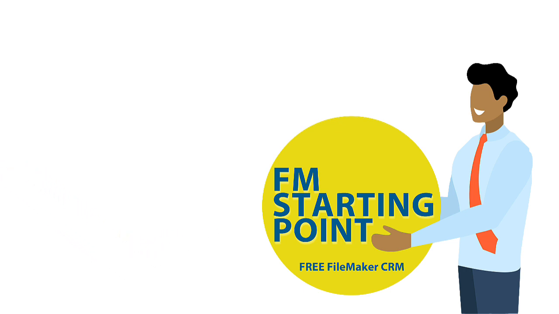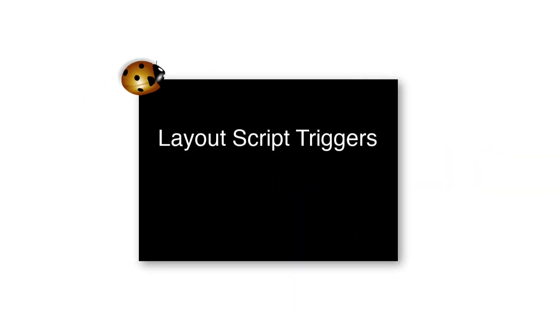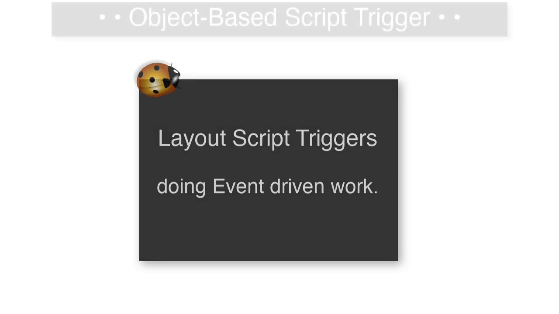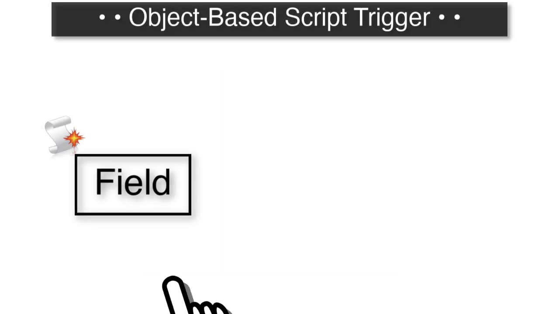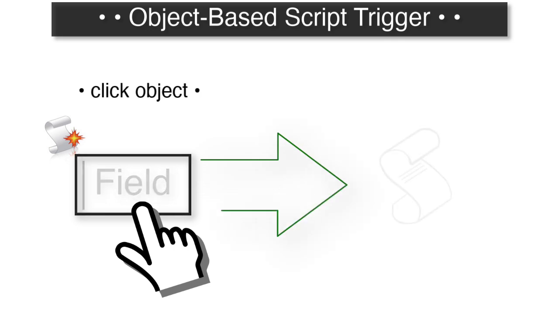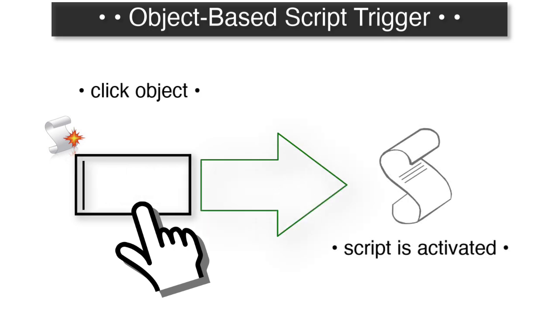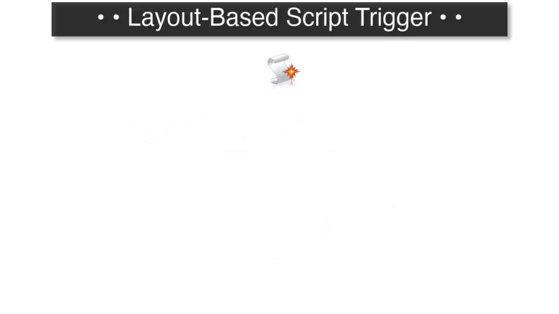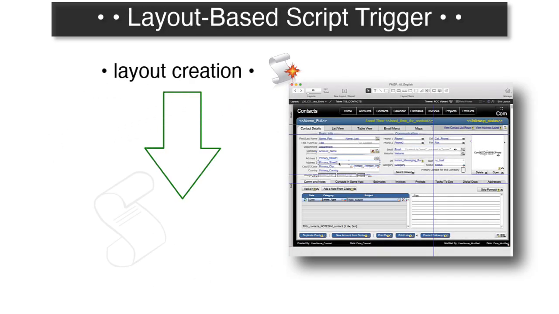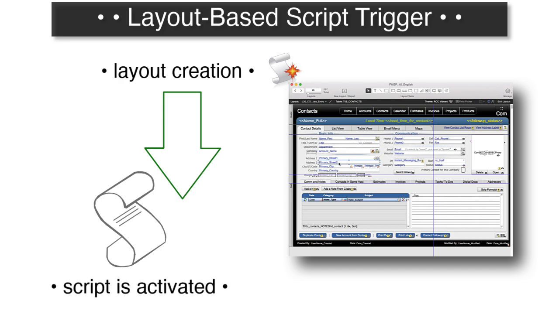And it has to do with the whole concept of script triggers being set up on layouts to do event-driven work. See, script triggers can be defined on a per object basis. So as you click or interact with objects on a layout, scripts can be activated simply by the user stepping through the layout. Now, script triggers can also be activated as layouts are spawned or generated, and those are basically layout-based script triggers.